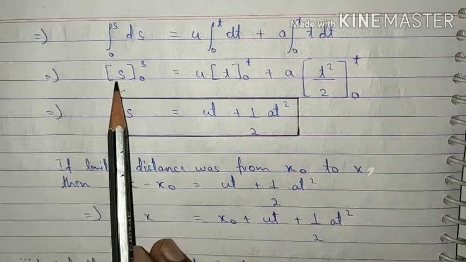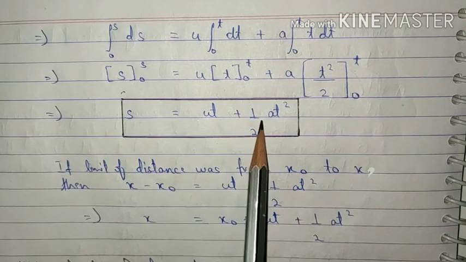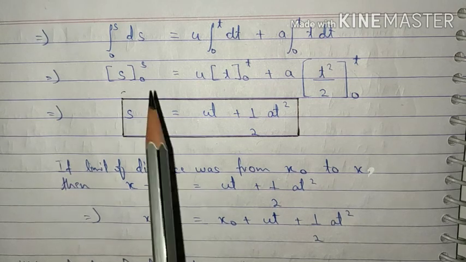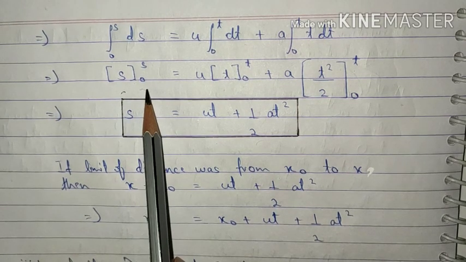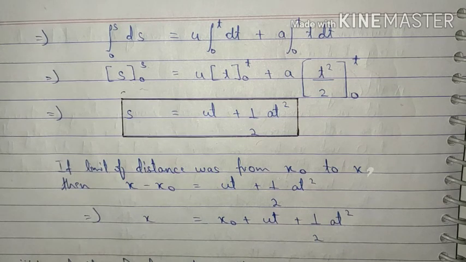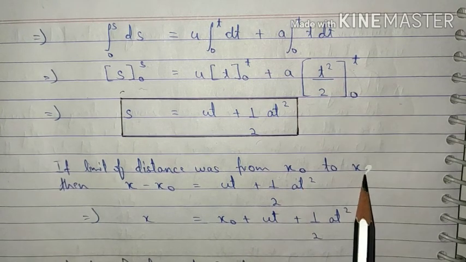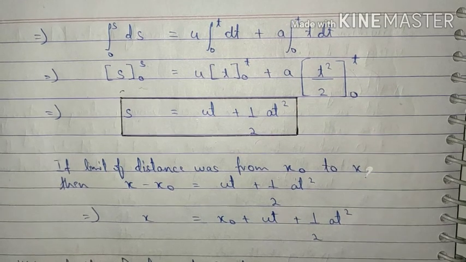Putting the limits, we get s is equal to ut plus half at square, which is our second equation of motion. Students, please note one thing. Here we had taken the initial distance as 0 and the final distance as s. What if we take the initial distance as x0 and final distance as x?